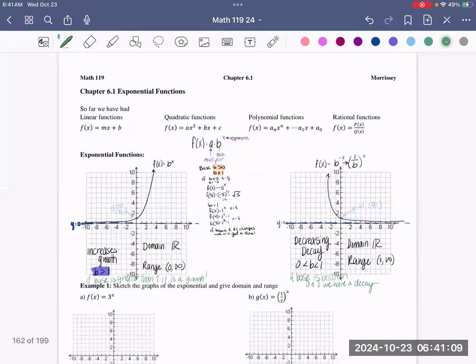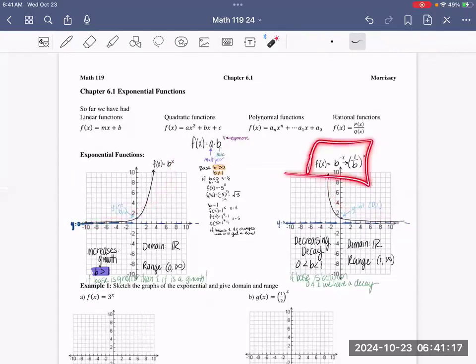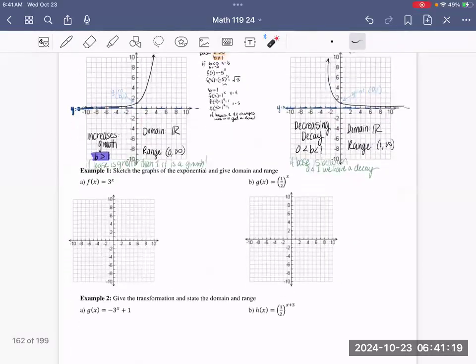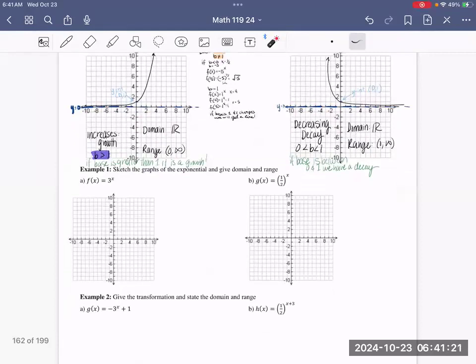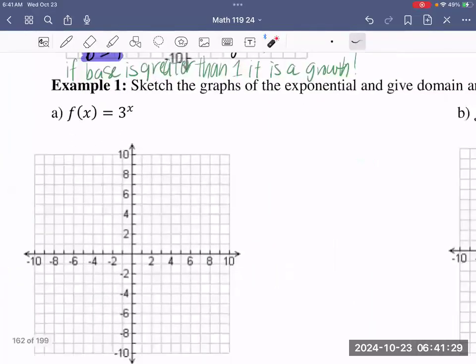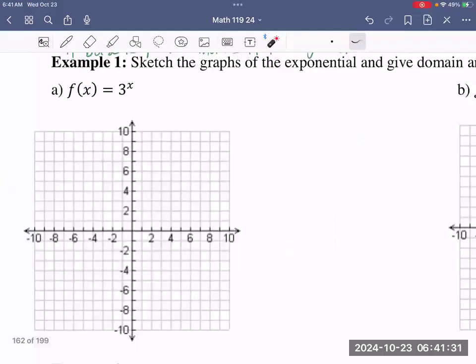Okay, so that concludes the shape of your exponentials, just a rough sketch of them. What we're going to do now is get a better understanding of what these graphs look like. So let's skip down to example 1, where it says sketch the graphs of the exponential and give the domain and range. See if you can pause the video and attempt A and B. All we're going to be doing is plugging in x values.